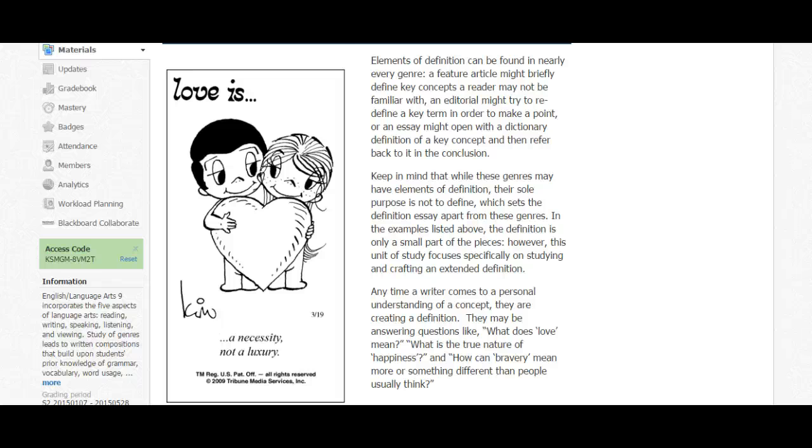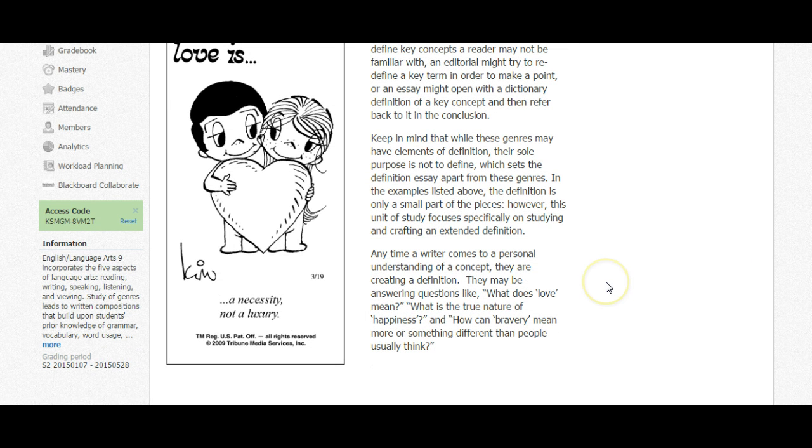So anytime a writer comes to a personal understanding of a concept, they're creating a definition. So they might be answering questions like, what does love mean? What is the true nature of happiness, for example? Or how can bravery mean more or something different than people usually think? So you're going to be really answering these bigger questions in an extended definition essay.